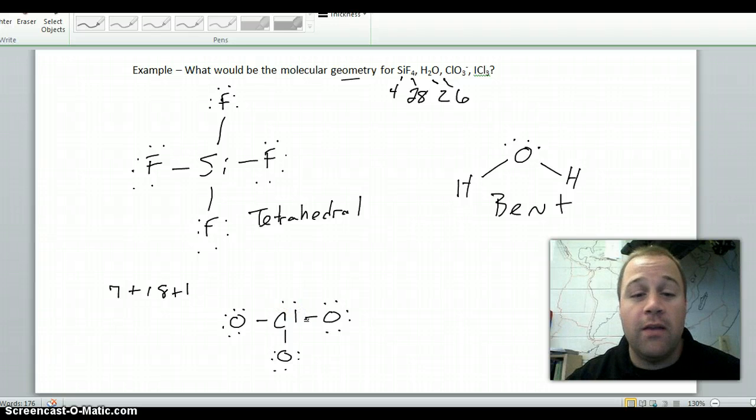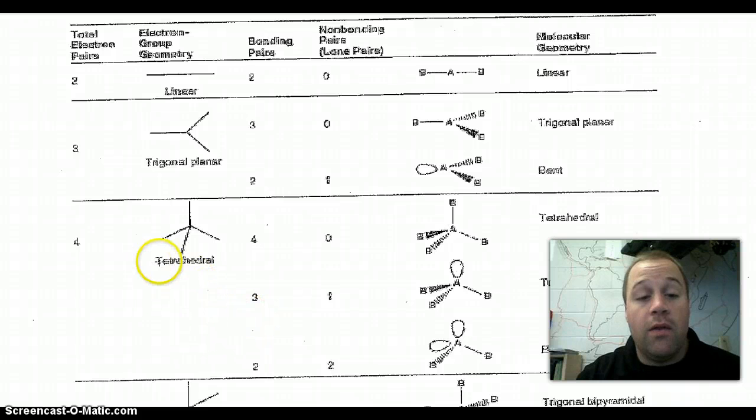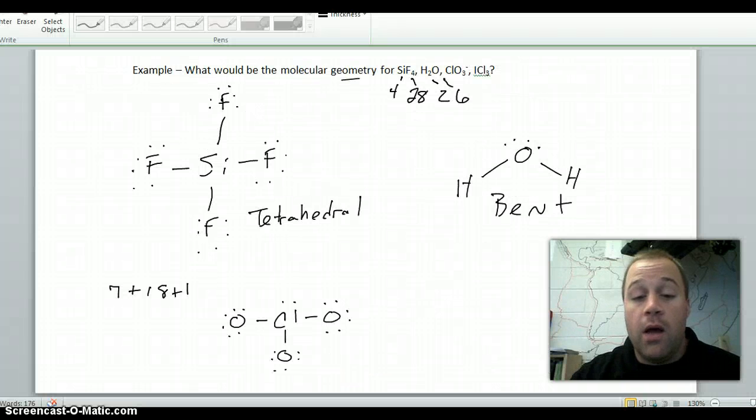So if we're looking at this, we have 1, 2, 3 bonds and a lone pair. So again, we have 4 pairs of electrons coming off. So we know to look in this general area. 3 bonding pairs, 1 lone pair, trigonal pyramidal. So for that one, you can just write trigonal pyramidal.